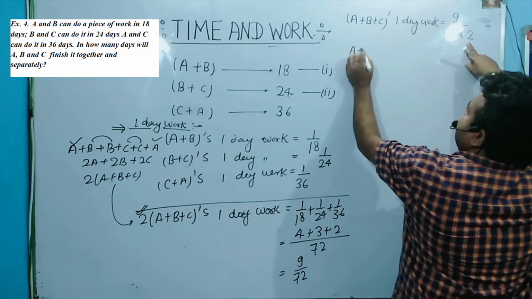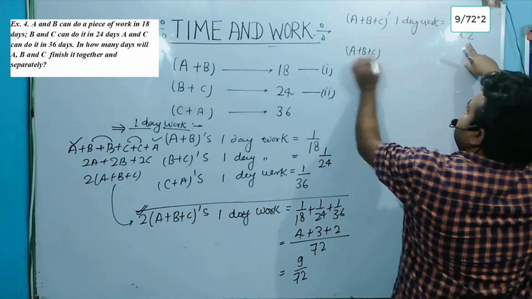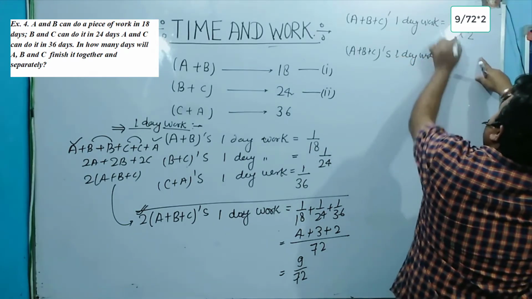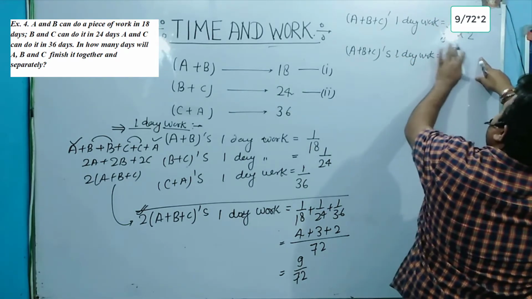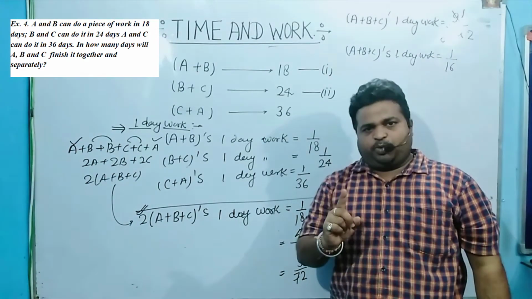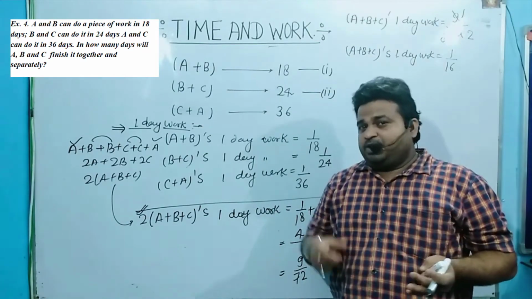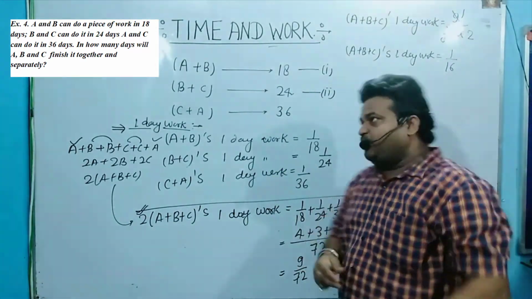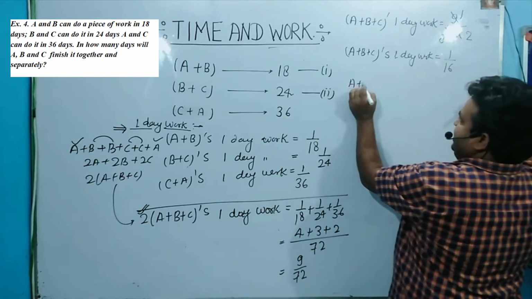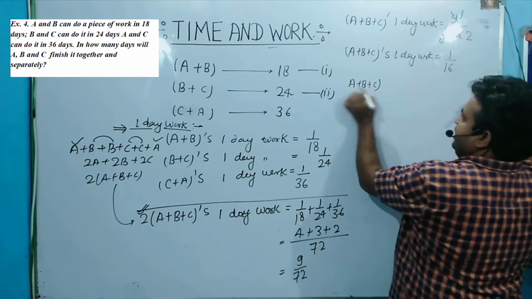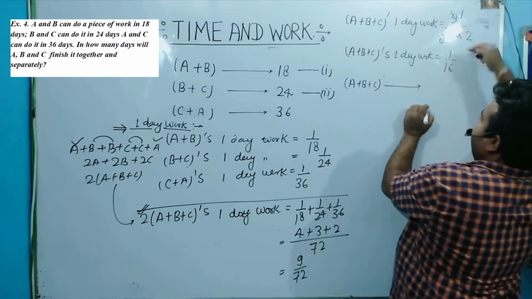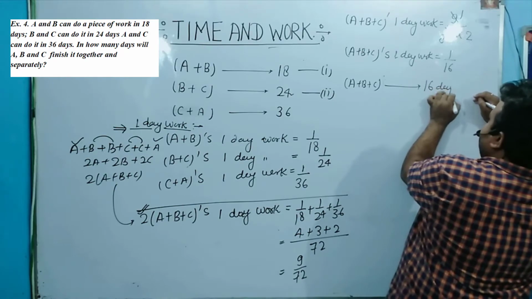Now what is A plus B plus C's 1 day work? So I have 9 1s are 9, 9 8s are 72, so I have 1 by 16. So this is A plus B plus C's 1 day work. So how much time will all take to complete the entire work? Just reciprocate this value. So A plus B plus C complete the entire work in 16 days.